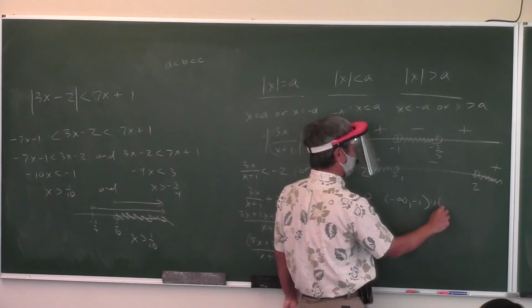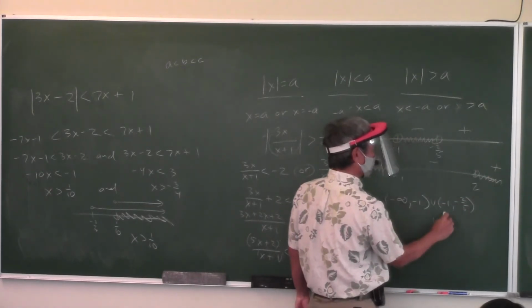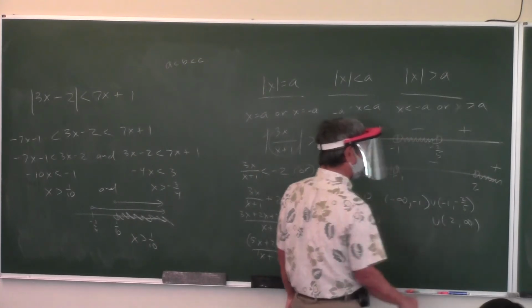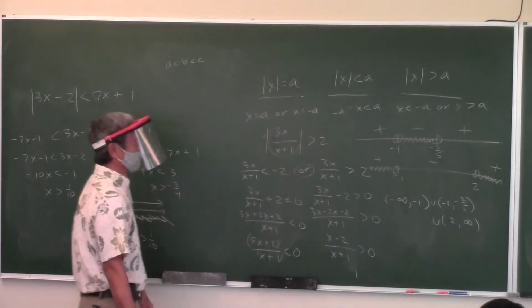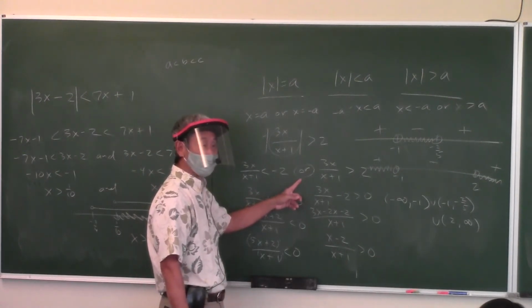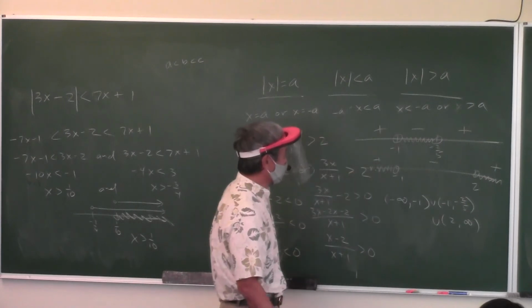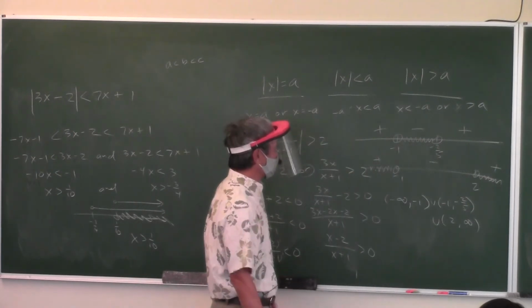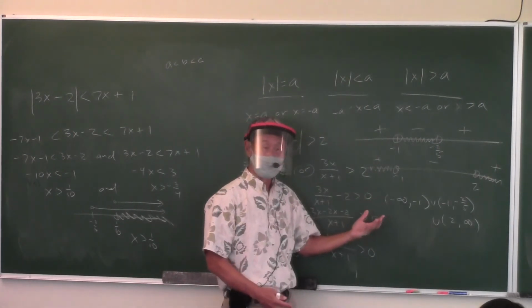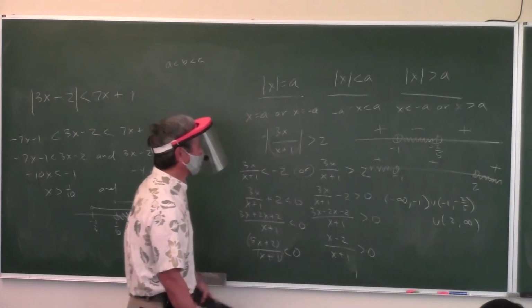Really? -1 to -2 fits, and then 2 to infinity and beyond. What if there was an "and" there? What if this was an "and"? Then it would be where they overlap. Well, if you look at this and this, where do they overlap? They don't, so the answer would be no solution. But that's not what we have. We have "or" here.